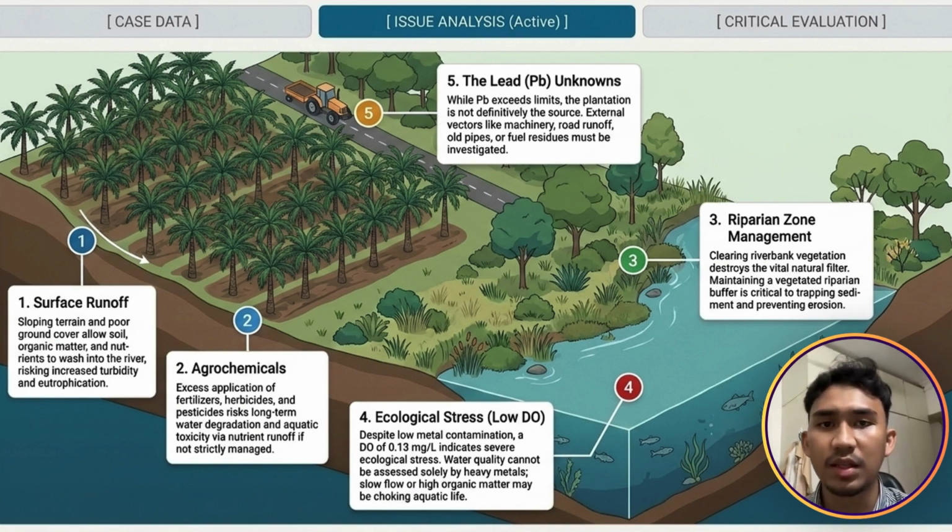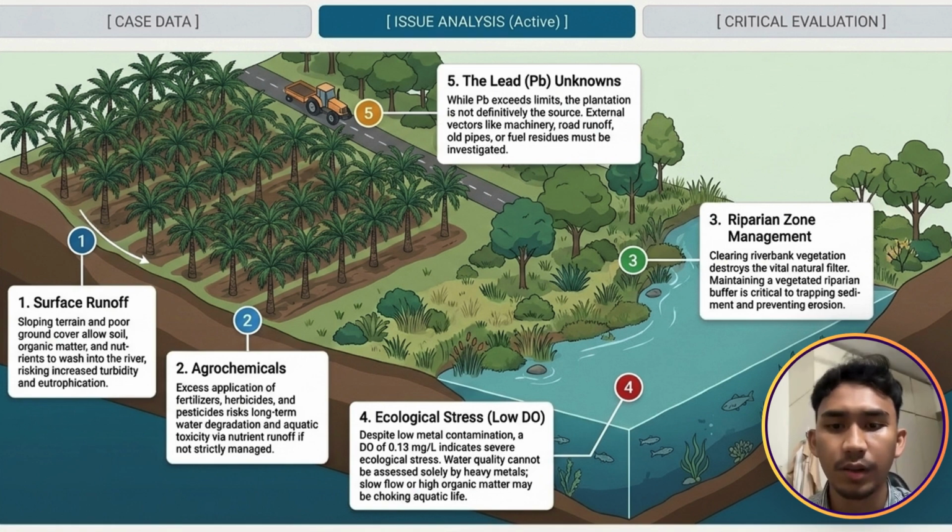The third factor is riparian zone management. Maintaining vegetation along riverbanks is essential because these buffer zones reduce soil erosion, filter pollutants, and improve water quality before runoff reaches the river.